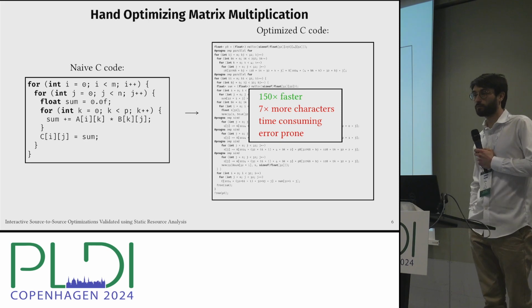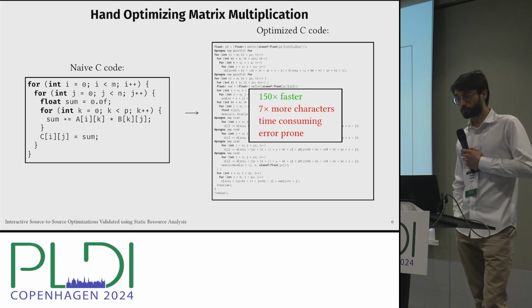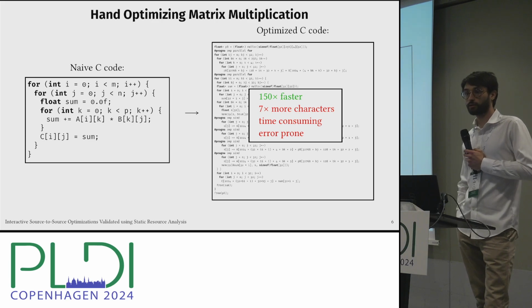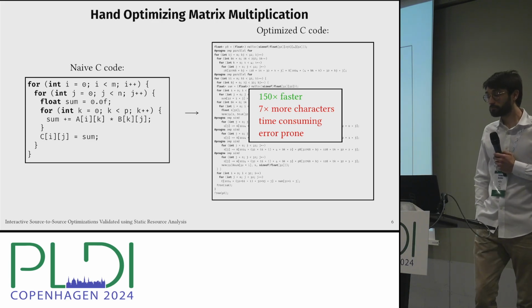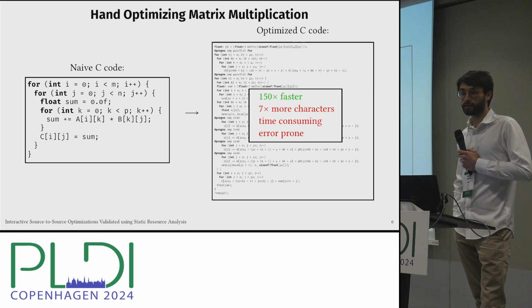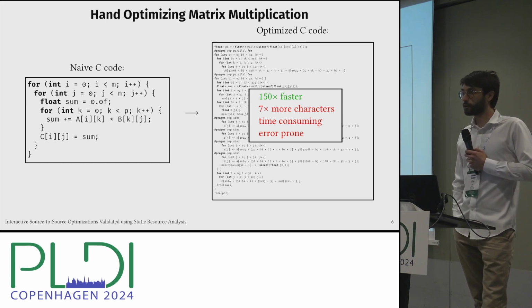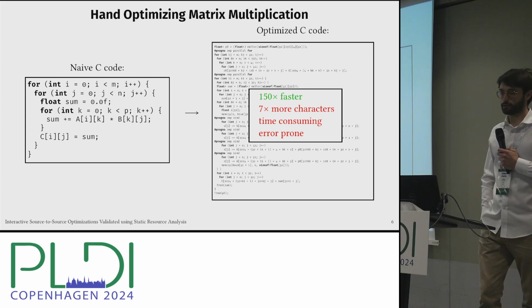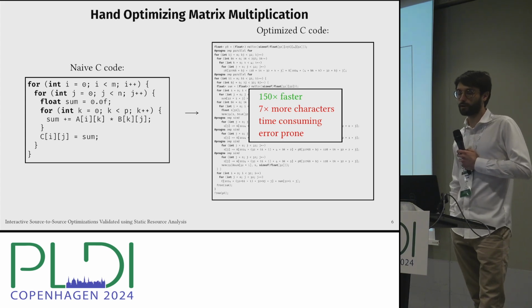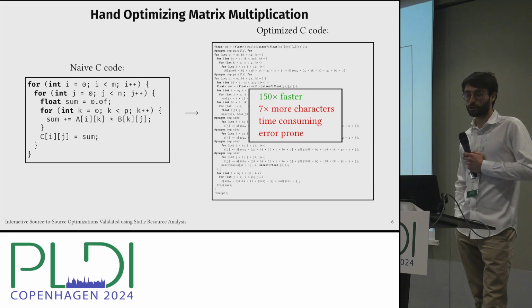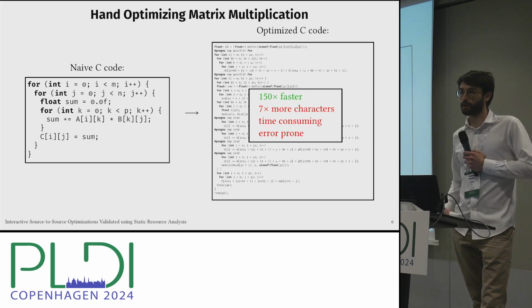But the bottom line is that this code is 150 times faster on the CPU. It takes about 7 times more characters to write, and the entire manual optimization process is very time-consuming and error-prone. So it's common to spend months optimizing this kind of code.